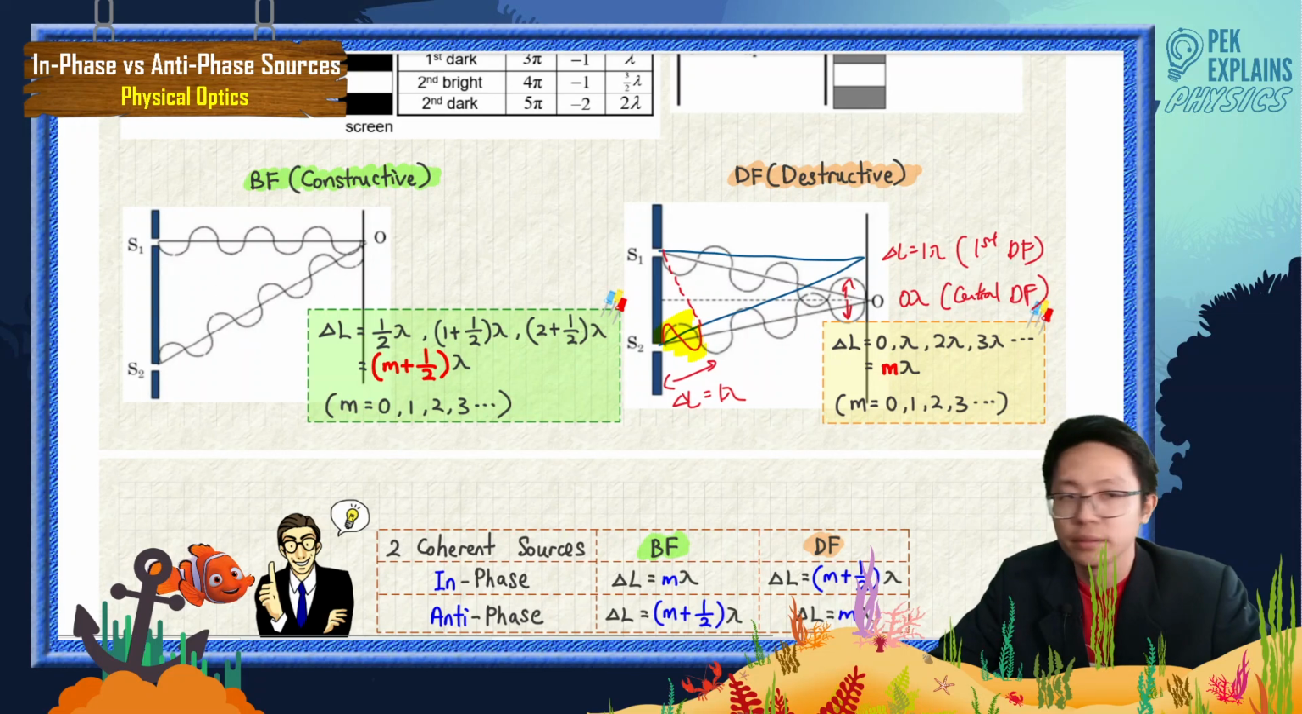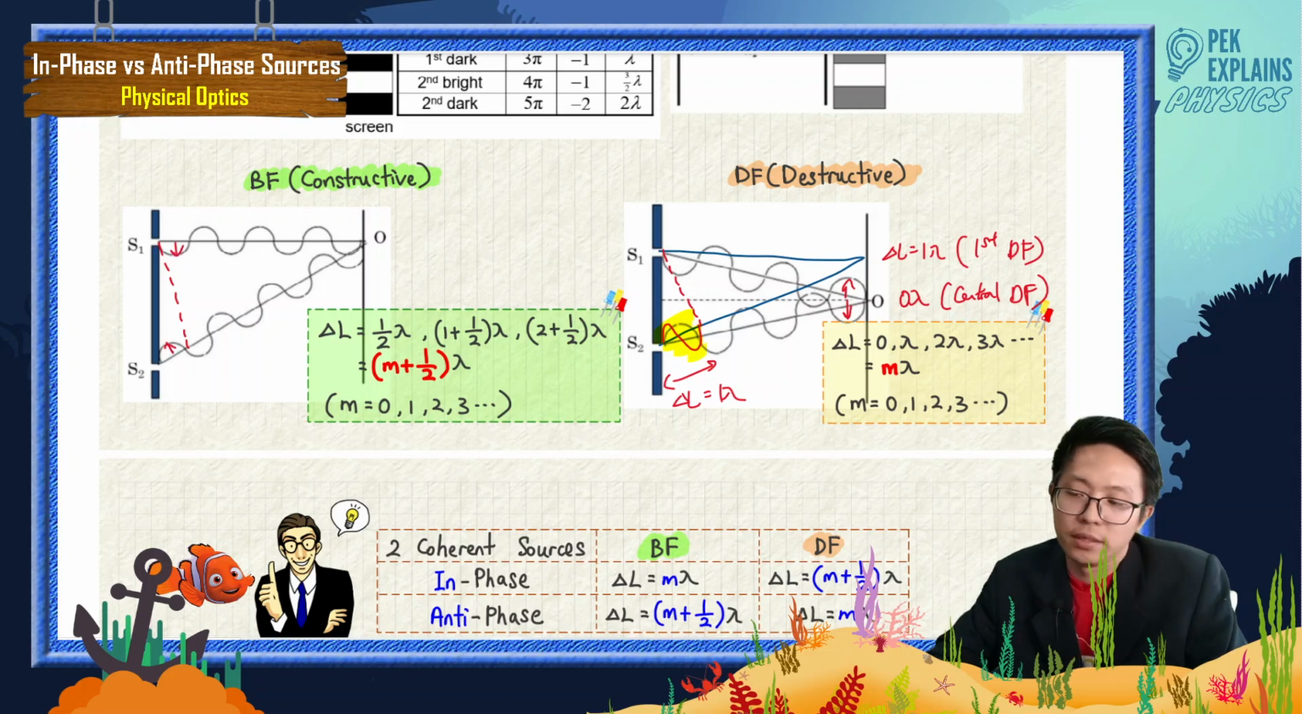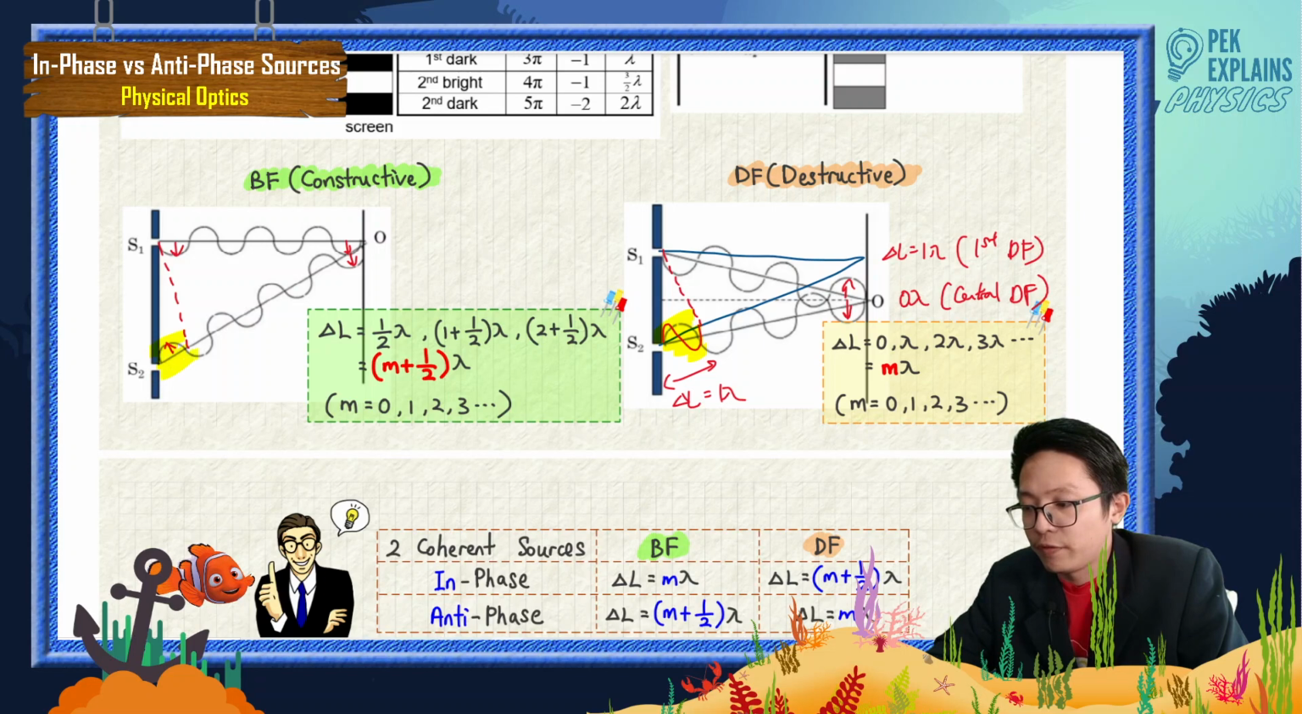But if the difference is like this one, the difference is half lambda. You see, both of these are antiphase. This one goes down, this one goes up. You see, antiphase. But they end up in phase, because the path difference, the extra distance, is only half lambda.